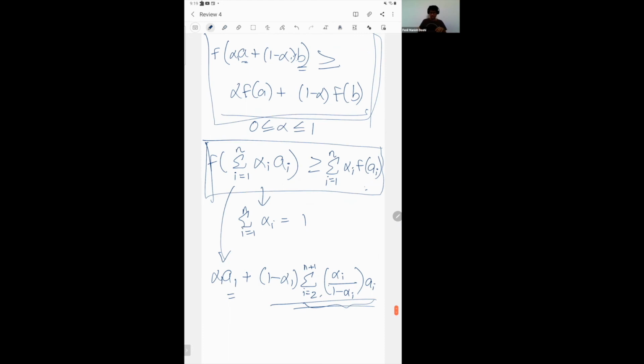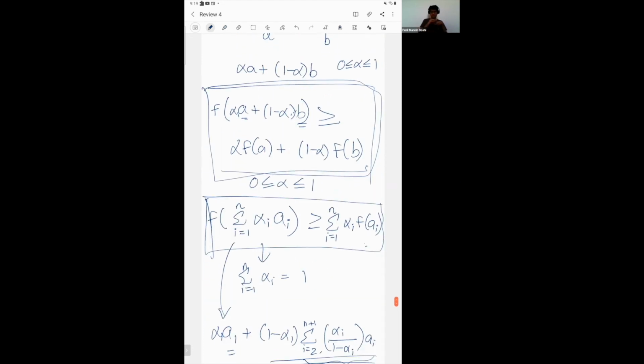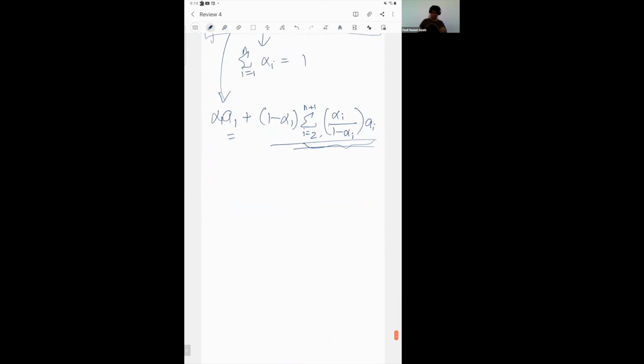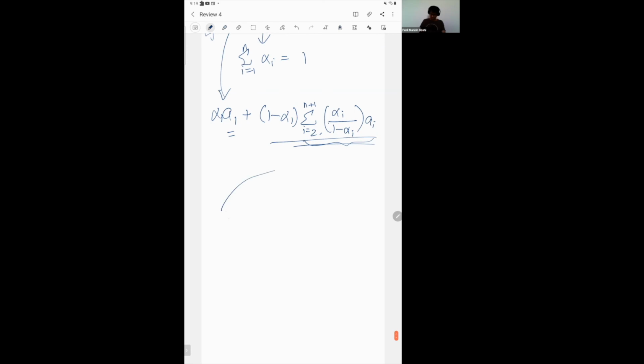Here, instead of just a and b, now you have a1, a2, a3, ..., an distinct points, and it's a concave function, so it's in 3D. Let's say this is a1, this is a2, this is a3, and this is a curved surface. You are choosing these points, and since it's a concave function, if we linearly change each of these variables, then we will get a plane connecting all of them. I hope you are able to visualize this.